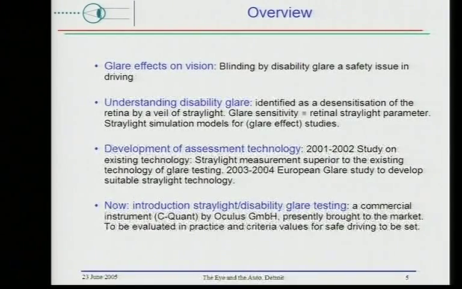Then I will talk a little bit about the development of assessment technology of Straylight as the basis for disability glare. And in the end, I will just very quickly show the new way of testing and measuring Straylight, as I just mentioned.